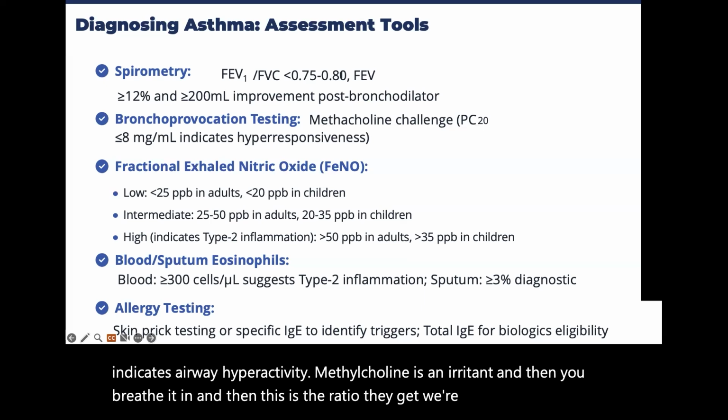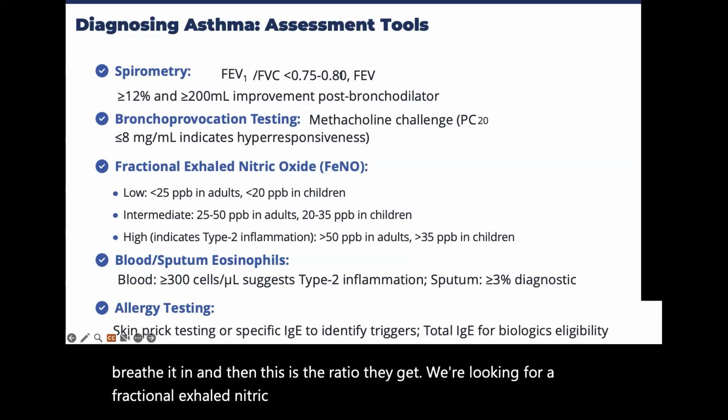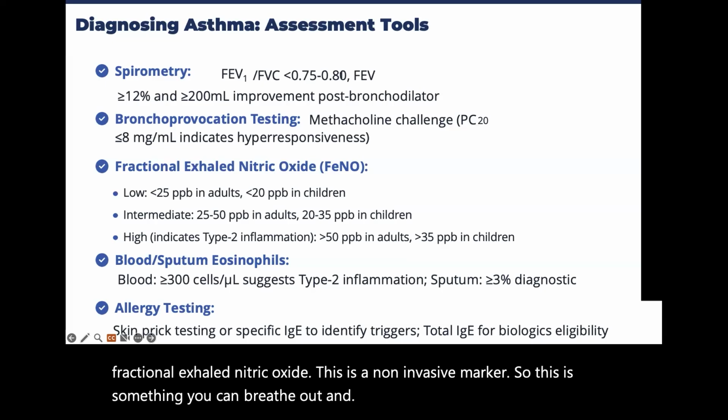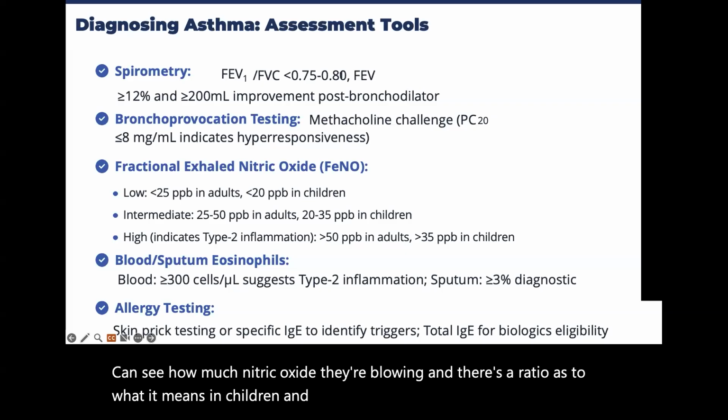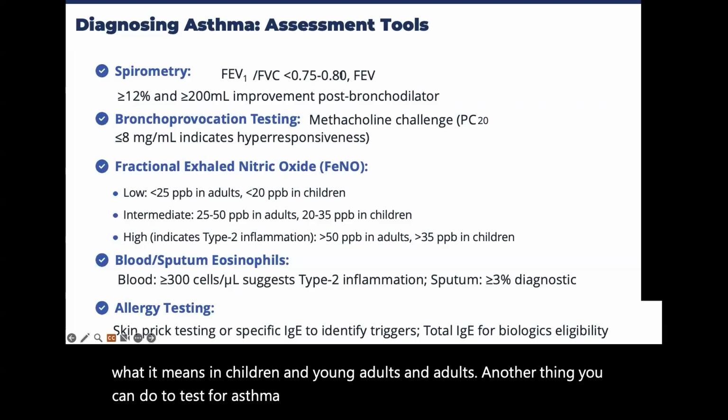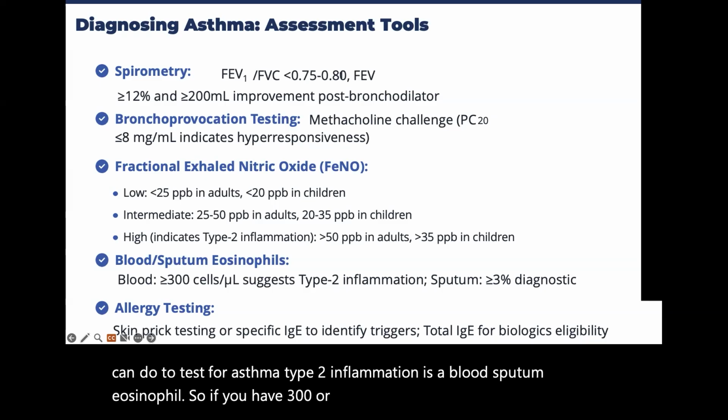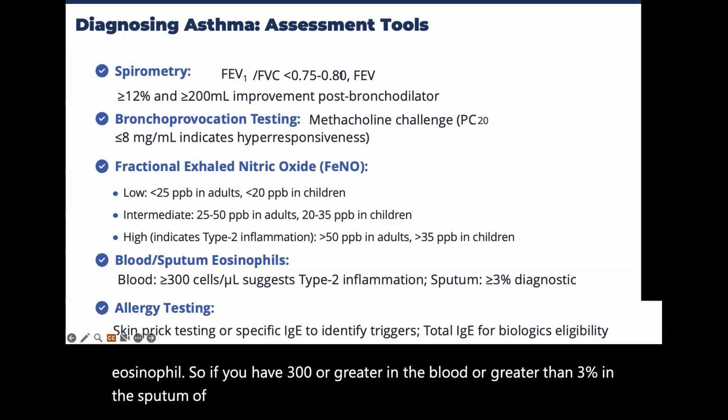We're also looking at fractional exhaled nitric oxide. This is a non-invasive marker. So this is something you can breathe out, and you can see how much nitric oxide they're blowing. And there's a ratio as to what it means in children and young adults and adults. Another thing you can do to test for asthma type 2 inflammation is a blood or sputum eosinophil count. So if you have 300 or greater in the blood, or greater than 3% eosinophils in the sputum, you can meet criteria for type 2. I don't see this commonly done.